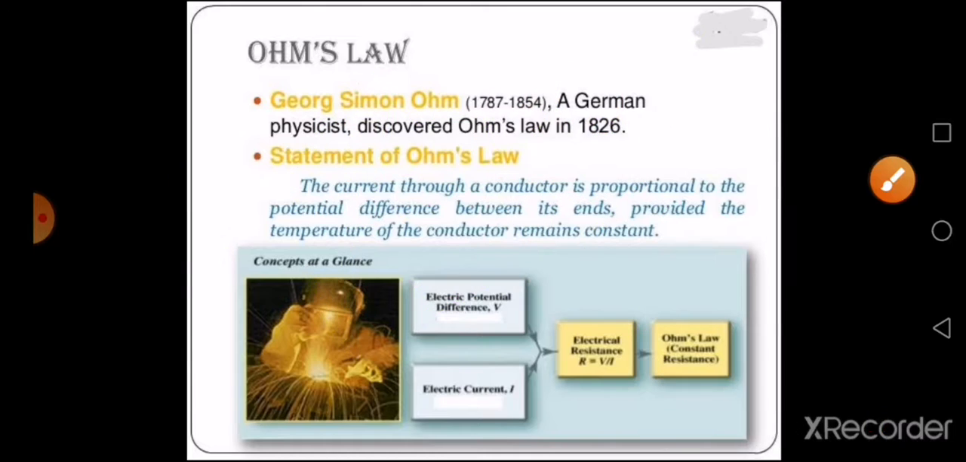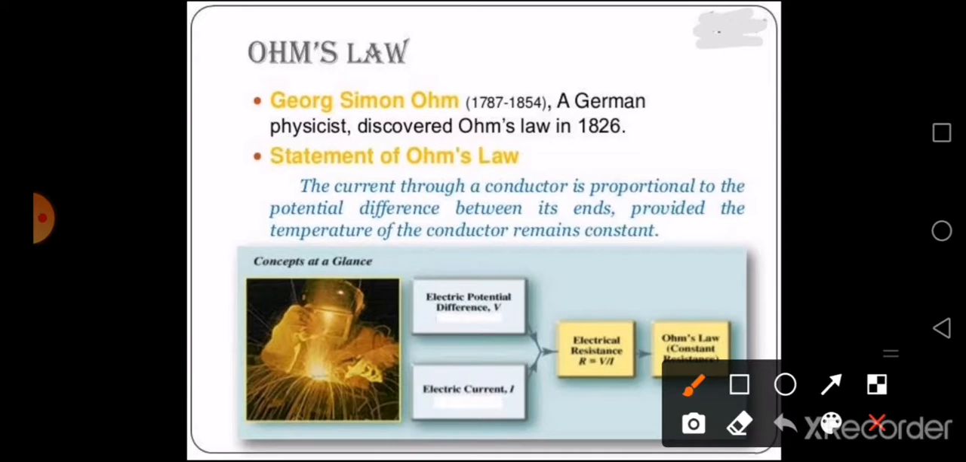Now this Ohm's law is actually having a limitation. The main limitation is that it is going to work only when the temperature is constant. In other cases Ohm's law will not be satisfied. Clear? Now before going into detail on the limitations, let us see the graph for Ohm's law.